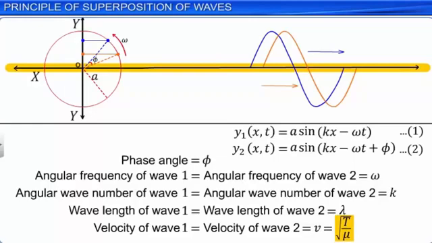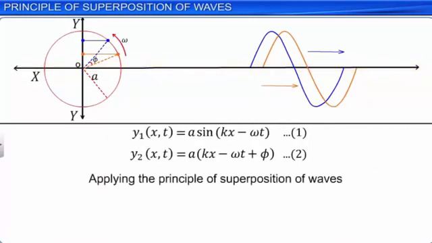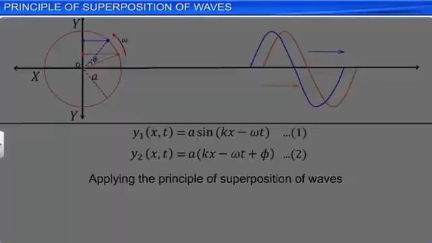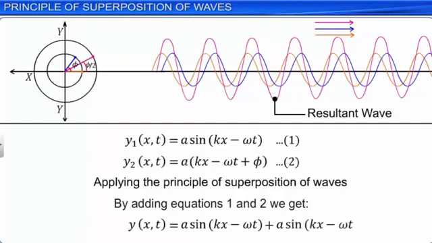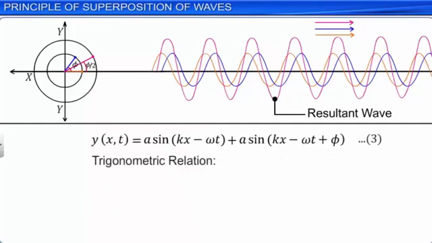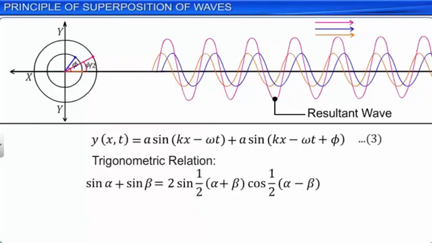By adding equations 1 and 2, we get y of x,t is equal to a into sine of kx minus omega t plus a into sine of kx minus omega t plus phi. Let this be equation 3. Let us consider the trigonometric relation, which is similar to equation 3. Let this be relation 4. Applying relation 4 to equation 3, we get y of x,t is equal to 2a cos of phi by 2 into sine of kx minus omega t plus phi by 2. Let this be equation 5.